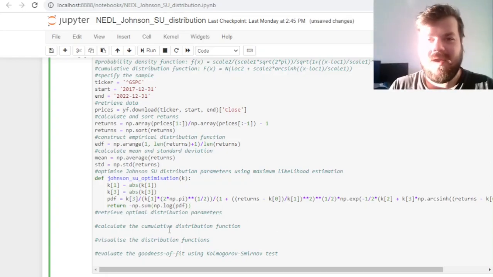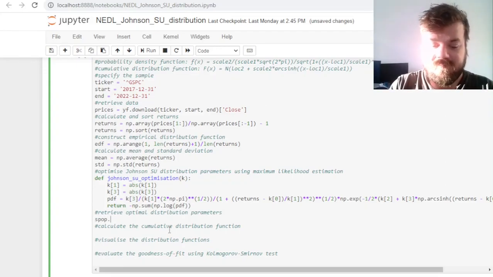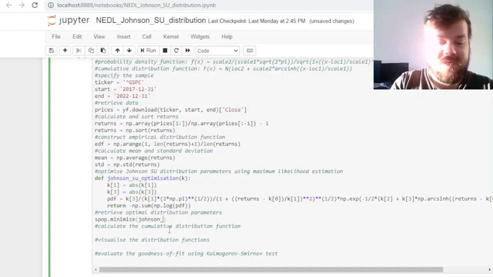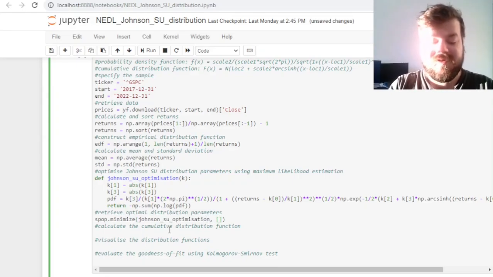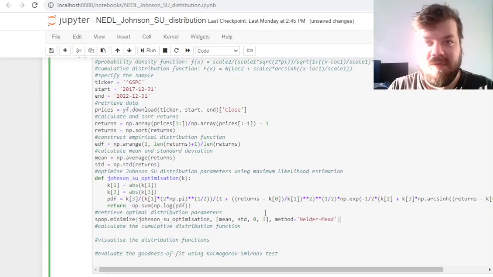And now we can calculate the optimal parameters by performing the maximum likelihood estimation using the scipy optimize minimize function. So what we can do is first simply refer to this function, spop minimize, of our Johnson SU optimization. Now we need to input a list of starting parameters, which are mean, standard deviation, 0 and 1. Again, keeping it very simple here. And we'll use Nelder-Mead as our method, as our function is reasonably smooth and it has a reasonably small number of parameters.